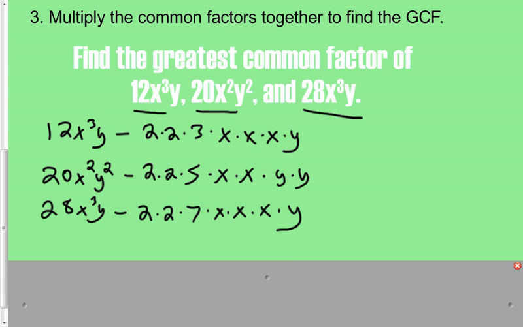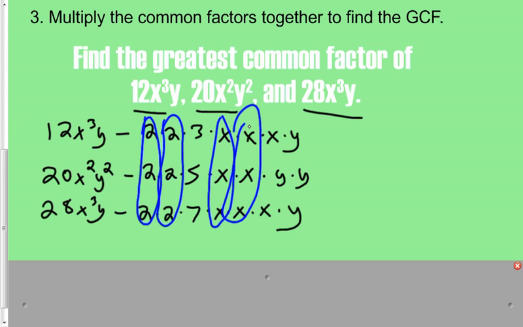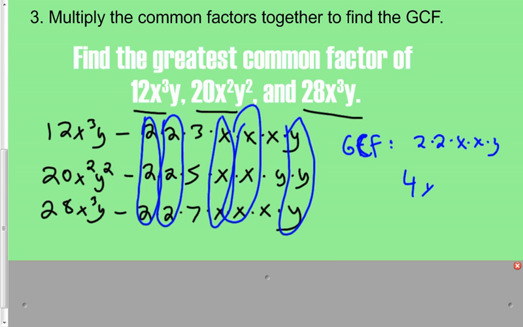So now we just need to find what's in common. We have a 2, another 2, an x, an x, and one y in common for all of them. So let's put those all together. The greatest common factor of these monomials would be 2 times 2 times x times y, which would be 4x squared y. That's the greatest number that you could divide each of those by evenly.